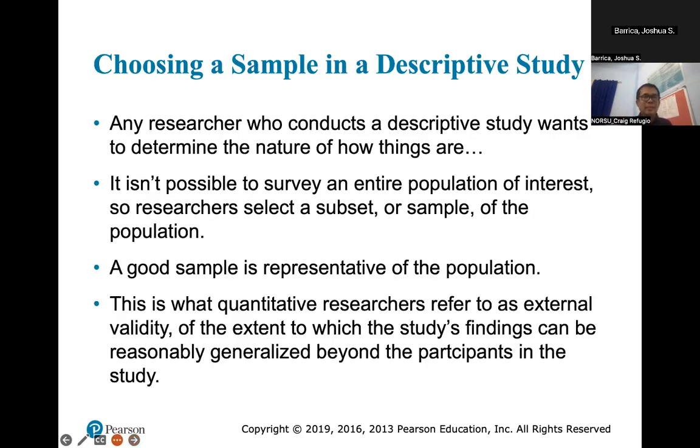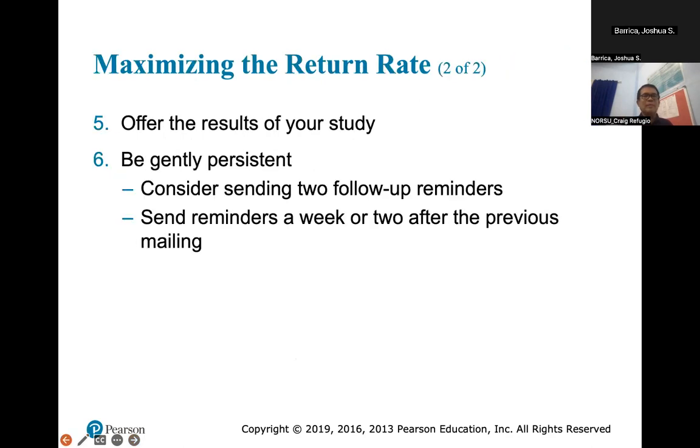So I'll stop here, to maximize the return rate. So your assignment for Thursday, no?